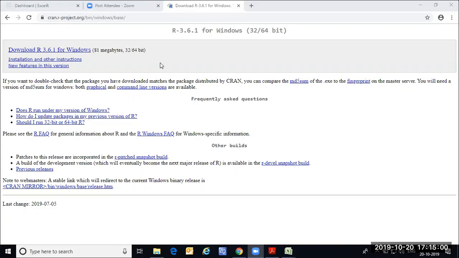Fine. So if you are using Windows, just download R 3.6.1 for Windows. Just click on this link. It will download for you.